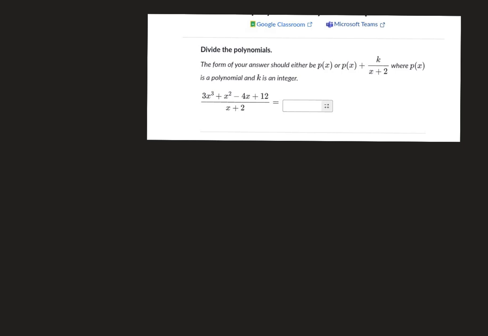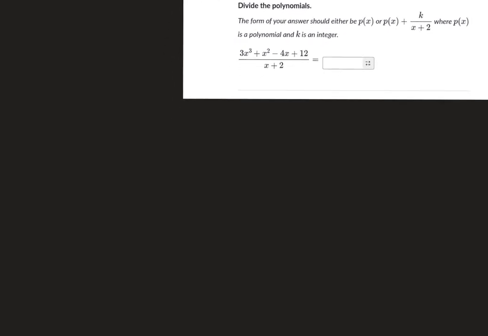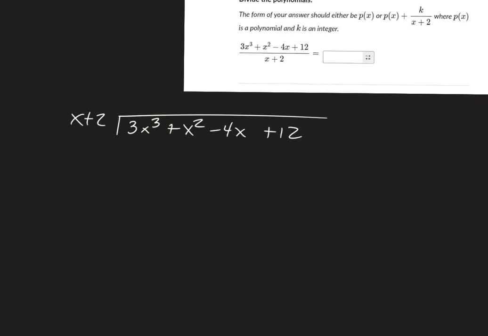And hopefully I can sell you on synthetic, because this is a great problem for synthetic. So let's go over here. Let's do long division. I'm going to write x plus 2 divided into 3x cubed plus x squared minus 4x plus 12. Now, I do want to make sure I have all my terms. I have a 0 degree, 1 degree, 2 degree, 3 degree, so I'm good.